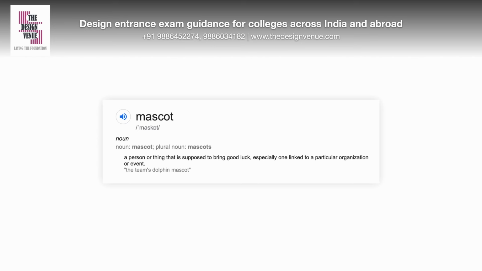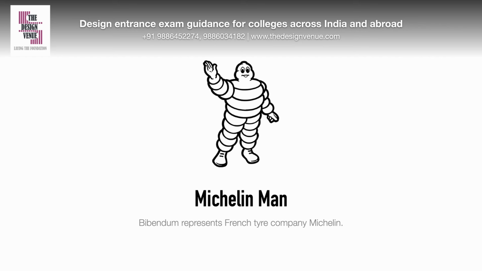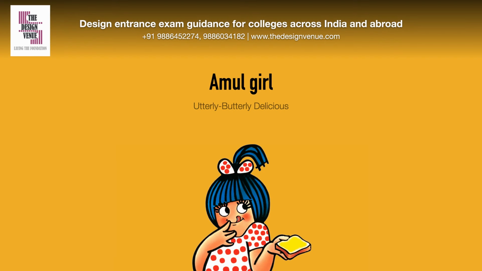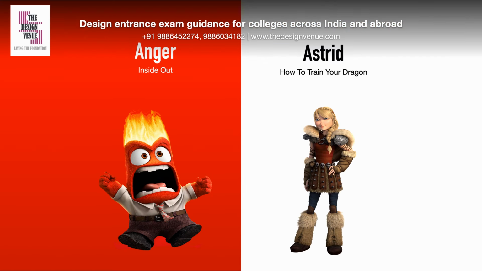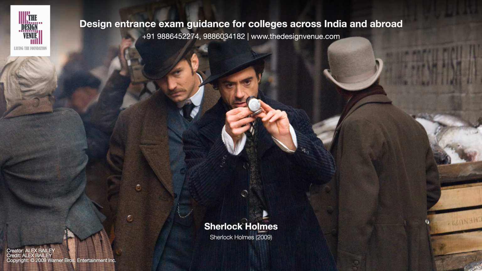Some of the examples include Rich Uncle Pennybags from Monopoly, Michelin Man for the French tire company Michelin, Maharaj, the mascot for Air India, the Amul Girl, which is seen in Amul's packaging and advertisements, and Zuzus, Vodafone's cheerleaders. Animated characters are usually found in animated movies and comics. Some famous fictional characters include Sherlock Holmes. This character can be seen in books as well as movies.